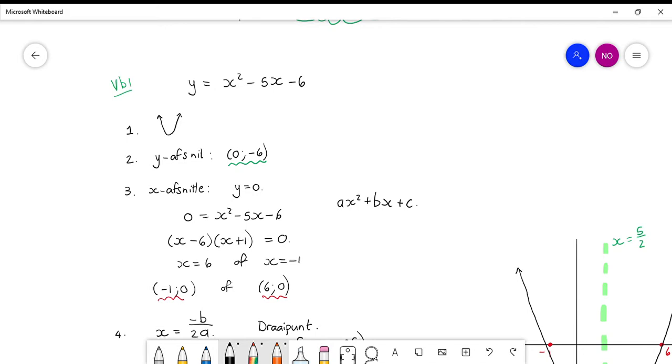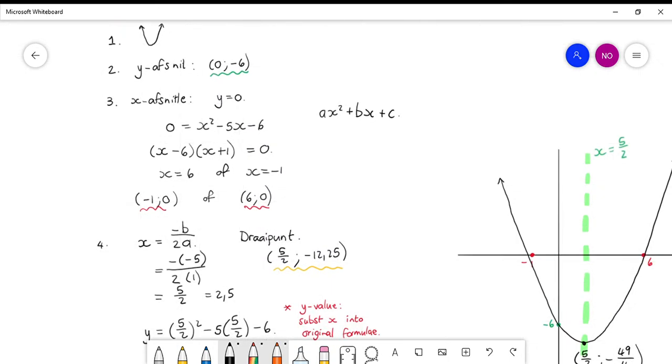So vir die vorm sê jy mos, A groter as 0, happy face. A kleiner as 0, sad face. Julle almal se A's is kleiner as 0, sien ek. Julle alright? Tough day so far. Toe maar is alright. Julle is nou by julle gunsteling van.